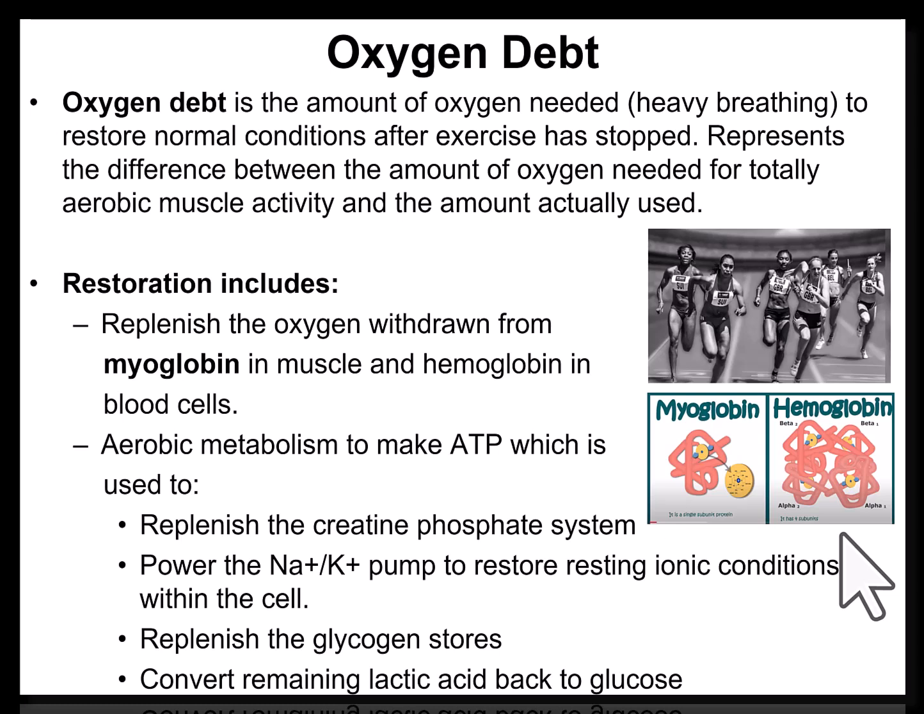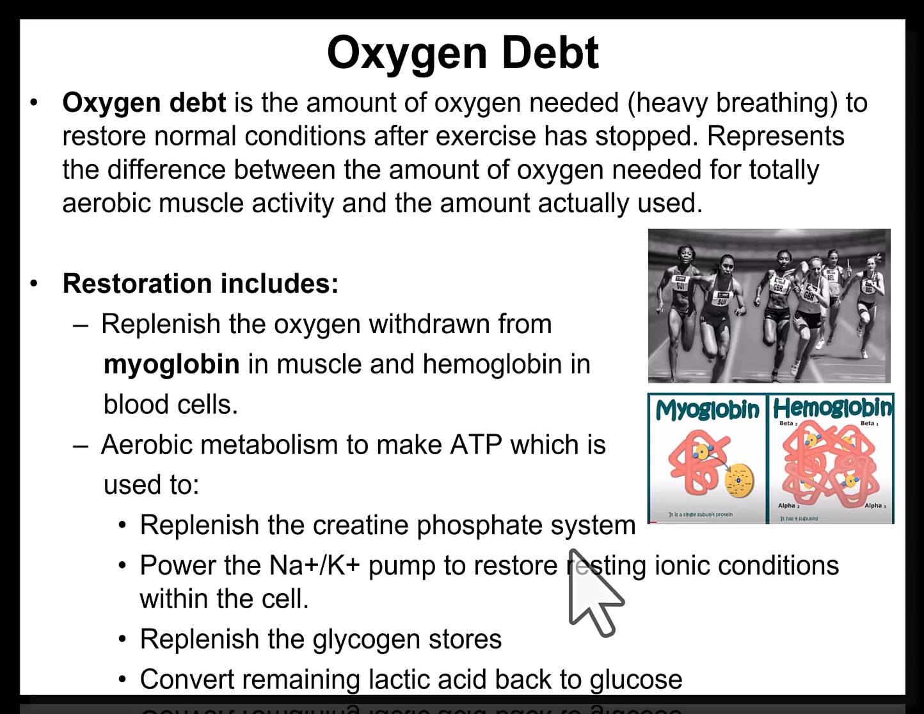One, you need to replenish the oxygen withdrawn from myoglobin. Myoglobin is that protein that will bind onto oxygen in muscle and then release it when it's needed for aerobic respiration. So you're going to replenish the oxygen onto myoglobin. You're also going to replenish oxygen on hemoglobin within red blood cells. You use that oxygen for aerobic metabolism to make ATP, which, now being produced by aerobic respiration, is going to be used to replenish the creatine phosphate system. So you're going to put phosphate onto creatine that was used during that exertion.